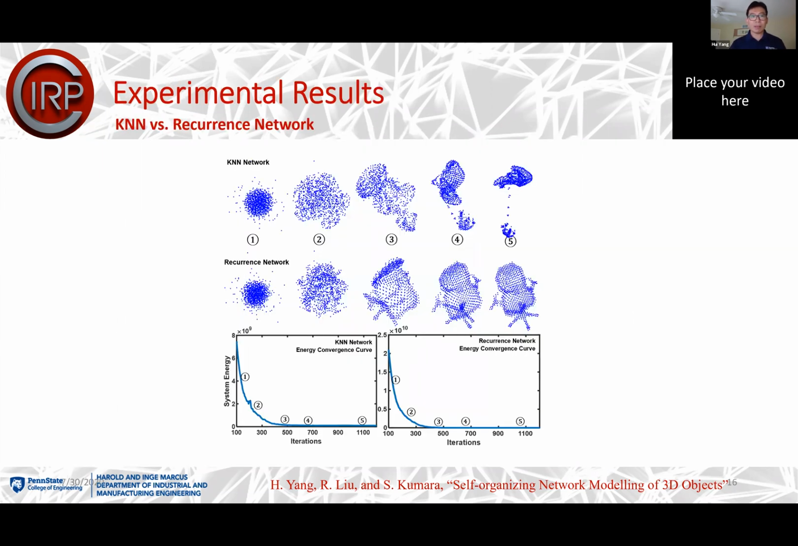Now, we talked about the KNN and the recurrence networks. Now let's self-organize for the same. This is a chair. This is a chair.